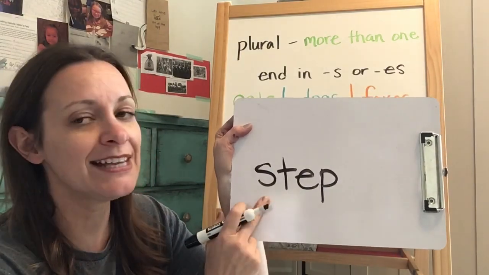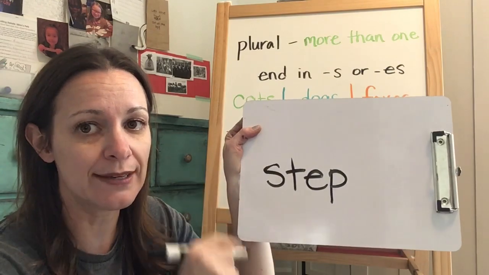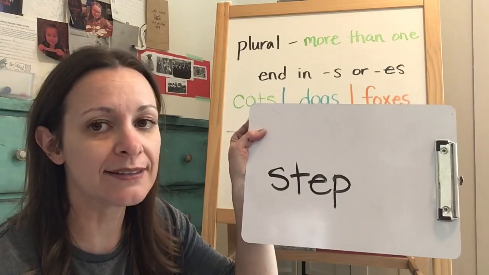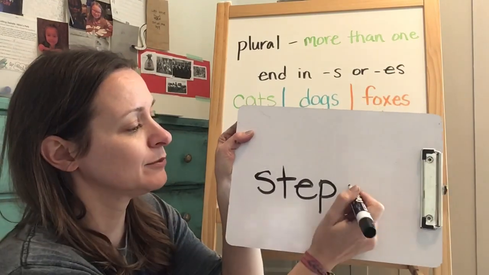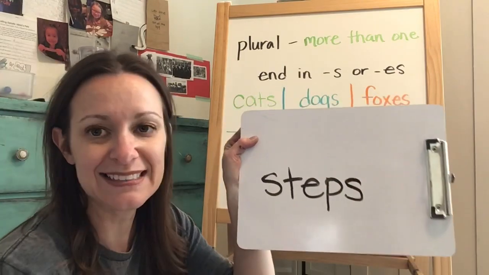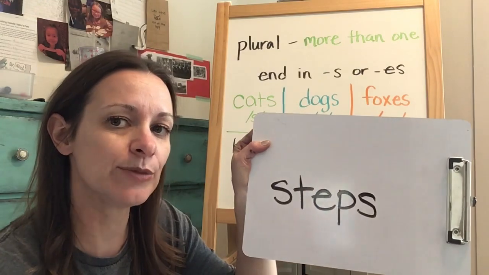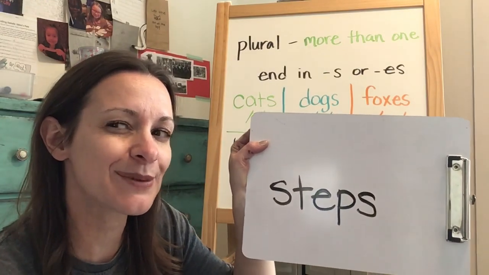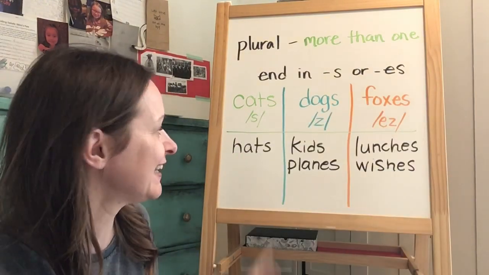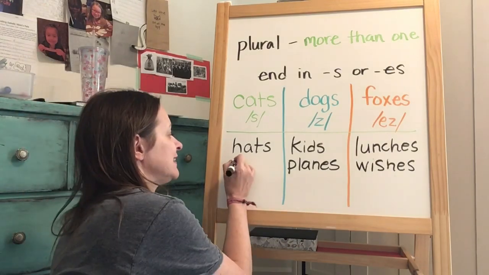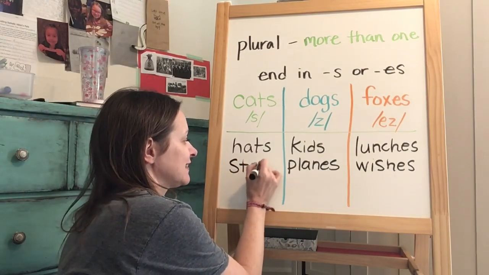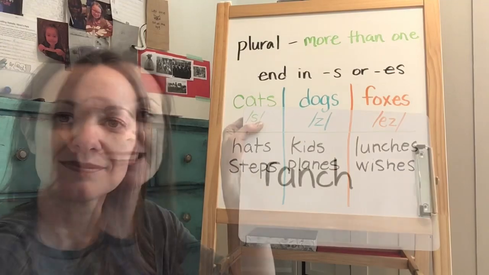Let's make our noun step plural. Here we have a singular noun, step. That's just one. We want to have more than one step, so we'll have a plural noun, which is steps. It's not step-ez, it's steps. What do we hear at the end when we say steps? Just like in cats, we hear the S sound. Steps.